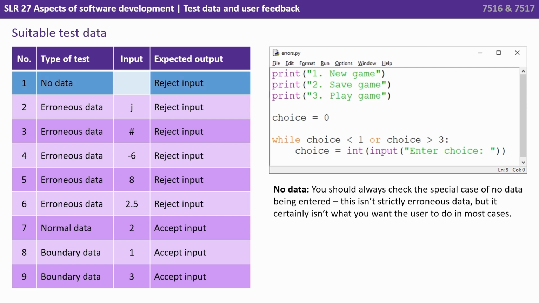Well, we should always check for no data. So you should always check the special case of no data being entered at all. This isn't strictly erroneous data, but it certainly isn't what you'd want the user to do in most cases, and we should check our program handles that.